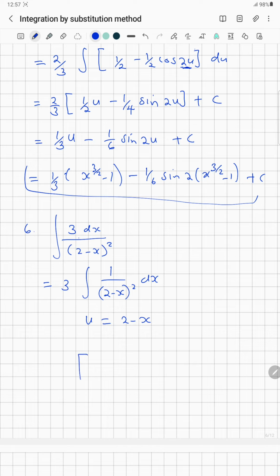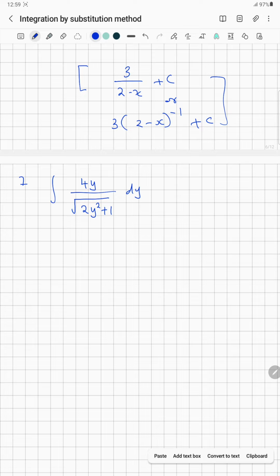You're supposed to get your final answer as 3 over 2 minus x plus c, or you get 3 into bracket 2 minus x power minus a half plus c, the two answers. So this is a simple one, you can be able to do it and see what the answer you are going to get. So be very careful with the sign, because when you don't look at the signs, you are going to get the wrong sign. So be careful so that you can get the correct answer.